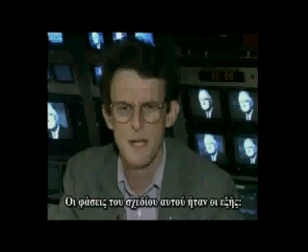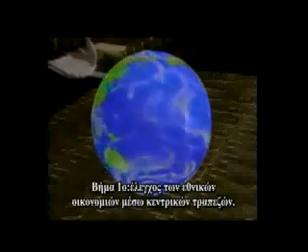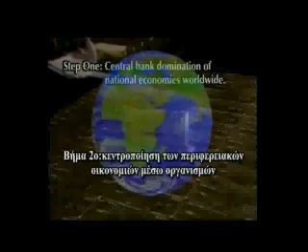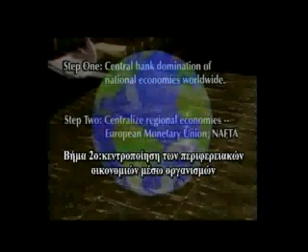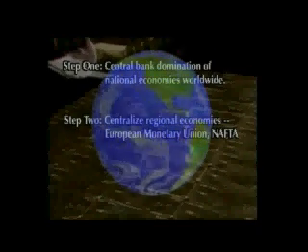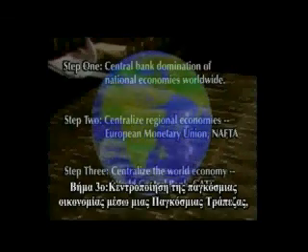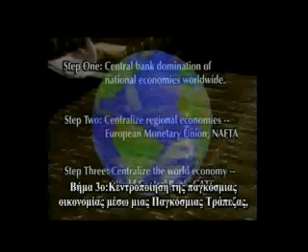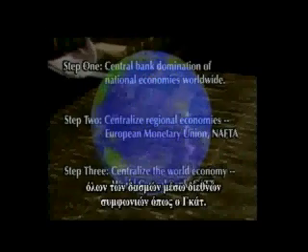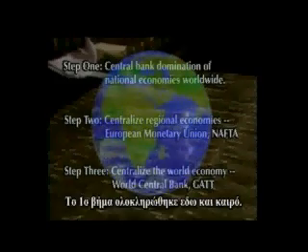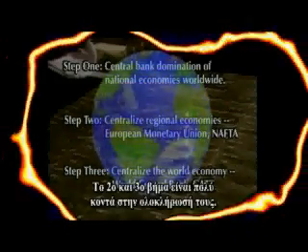The phases of this plan were: Step 1, central bank domination of national economies worldwide. Step 2, centralize regional economies through organizations such as the European Monetary Union and regional trade unions such as NAFTA. Step 3, centralize the world economy through a world central bank, a world money, and ending national independence through abolition of all tariffs by treaties like GATT. Step 1 was completed long ago. Steps 2 and 3 are far advanced, nearing completion.